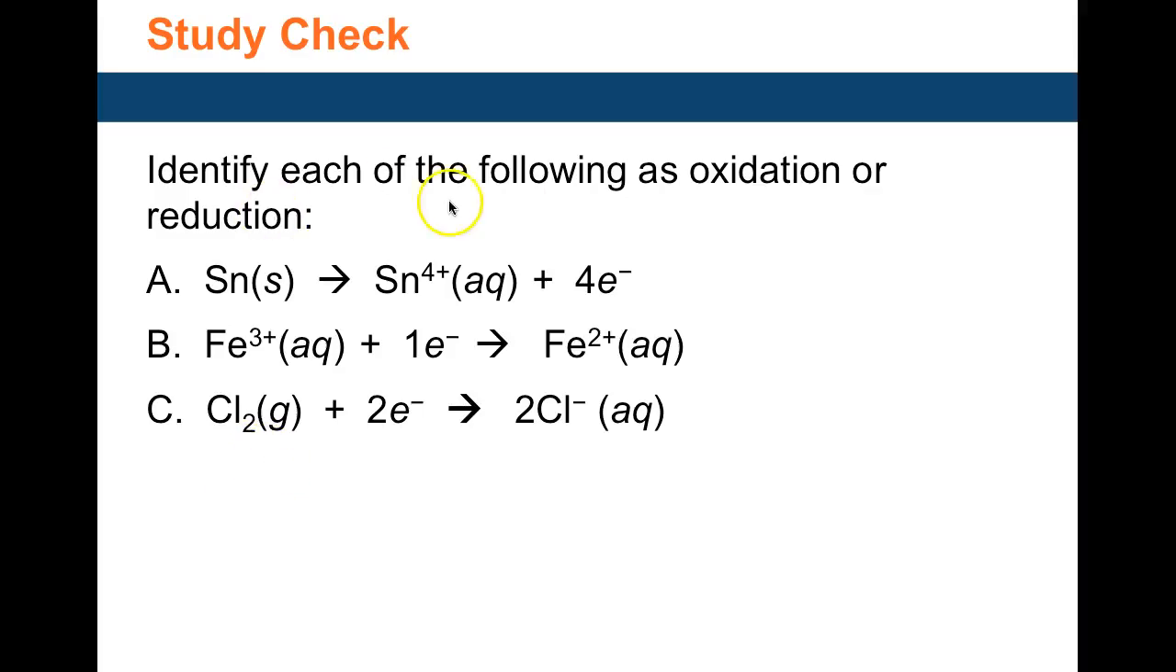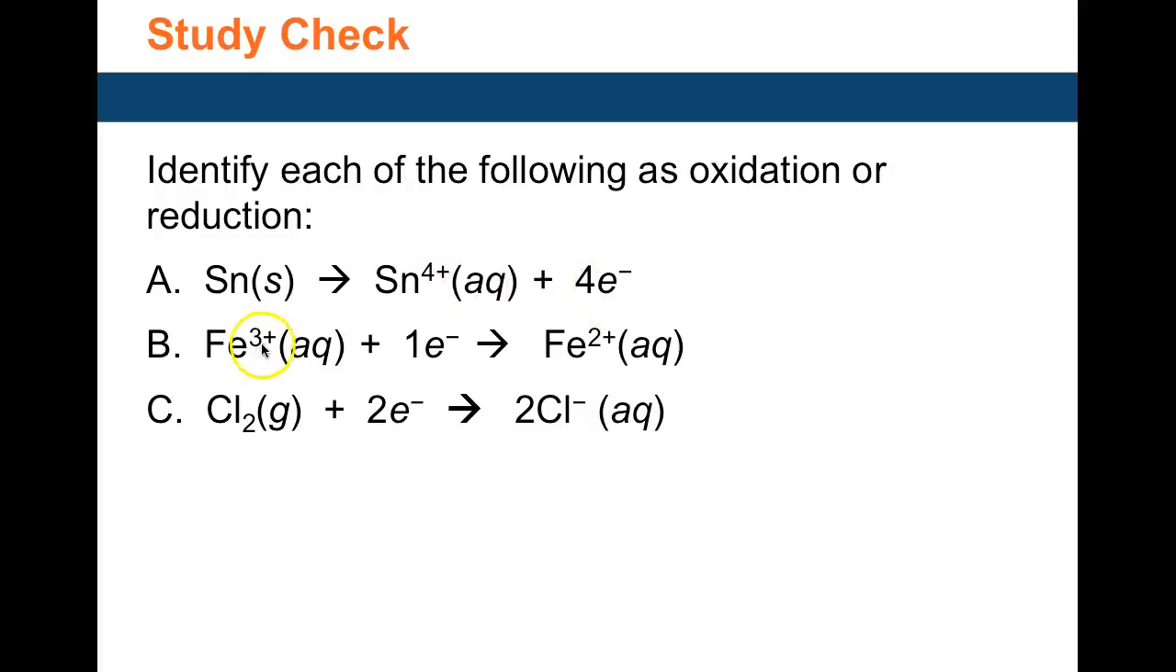All right, so identify each of the following as oxidation or reduction. All right, so it's going from 0, elemental state, anything in the solid, that's 0, to 4 plus, and it's showing that on the product side there is a loss. Electrons are coming out, all right? So this is an oxidation.